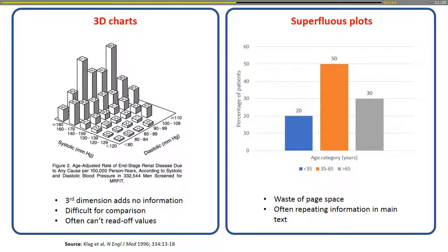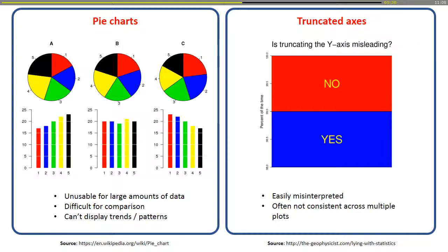They are a waste of valuable page space for the journal. So in this case, I've just got 3 percentages that all sum to 100%: 20, 50, 30. I could easily write that in line, in text, in a single sentence, and so I don't need the actual figure. Pie charts are a common statistical graph, but in fact they have a number of limitations.